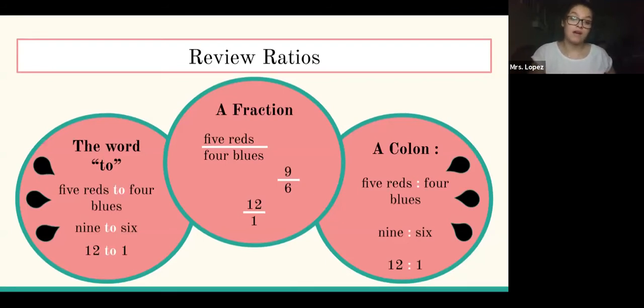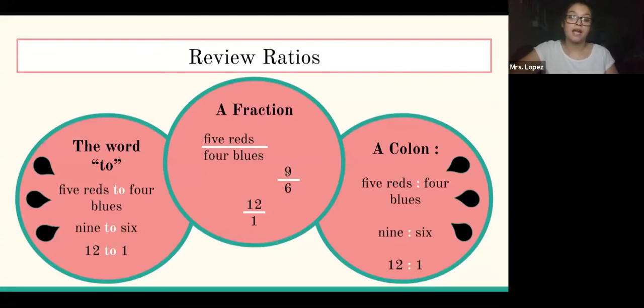You're not going to divide because we know that this fraction bar means to divide. But we're not going to divide these two because there are two different values. We have red and blue. We just know that we have 5 reds to 4 blues. And there goes the word "to" again. 5 reds to 4 blues.